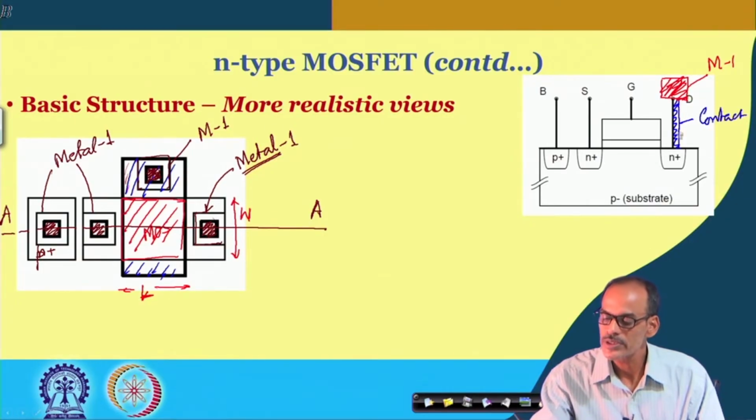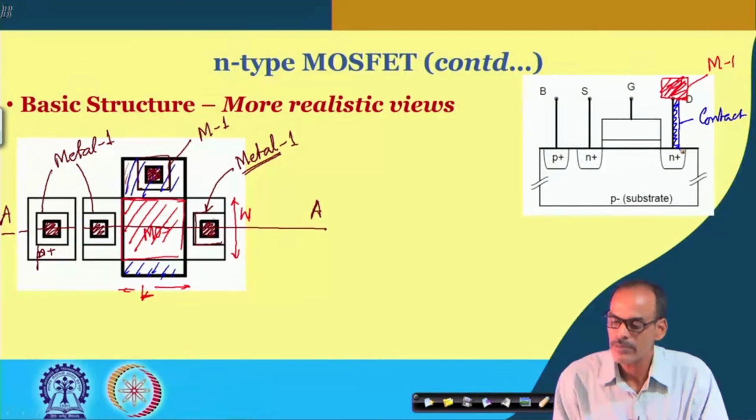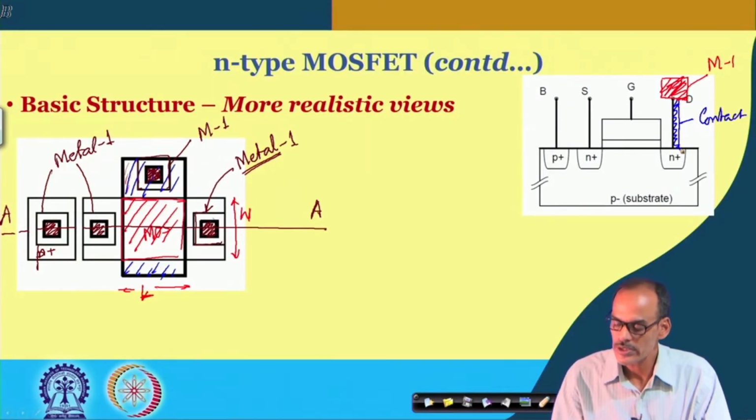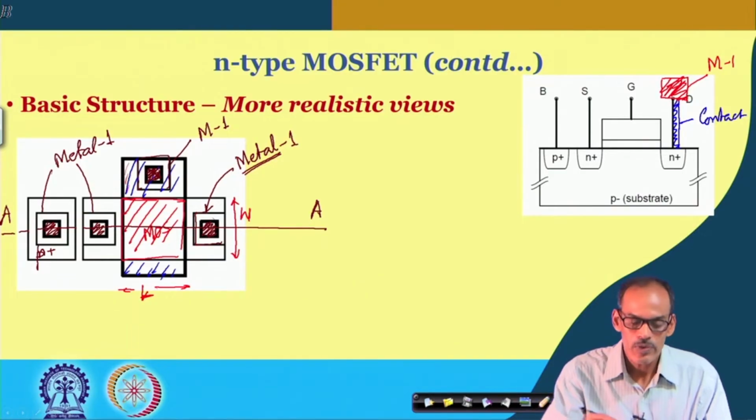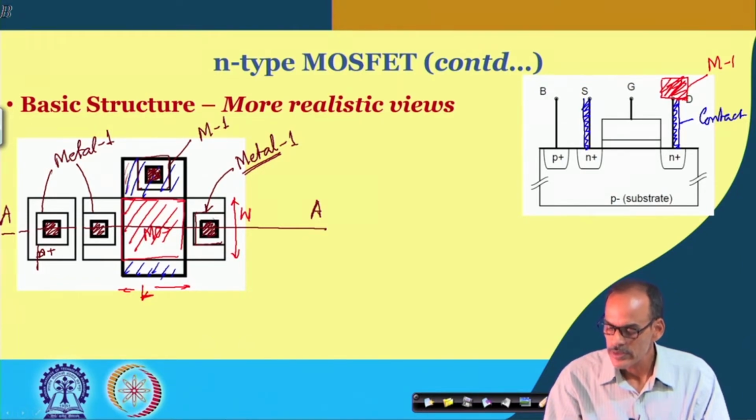So, this portion is also metal, but it is implemented by different process steps. That is why it is referred to as the contact layer. Of course, its material is also different, so we will not go into detail of that. Likewise, for the source side, we have a contact and then on top of that we have metal 1.